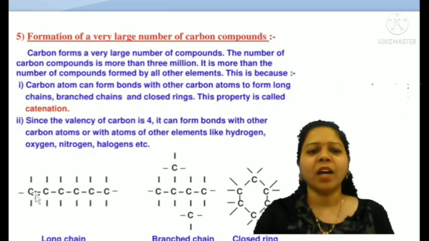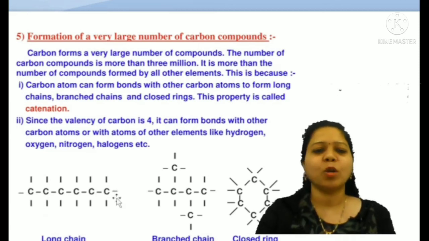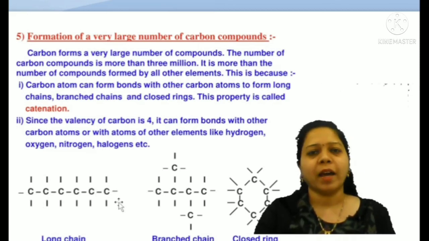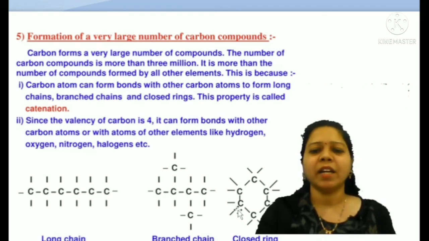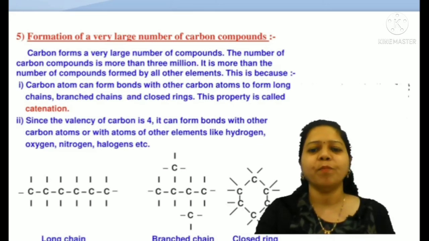When carbons are connected one after the other to form a straight chain compound, that is known as a long chain carbon compound. When carbons are arranged in a branched way, we say it is a branched chain compound. And when many carbons are connected in a ring in a circular manner, we say it is a closed ring carbon compound.